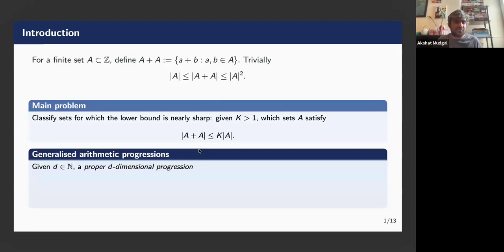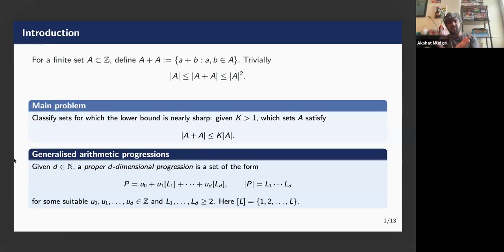Before we try to classify which sets have doubling at most k, it's good to look at some examples. The classic examples are what are known as higher dimensional arithmetic progressions. You can think of this as a d-dimensional box which has been projected into the integers. Given some positive integer d, I look at some intervals of length L1, L2 up to LD, and I look at their sum set.